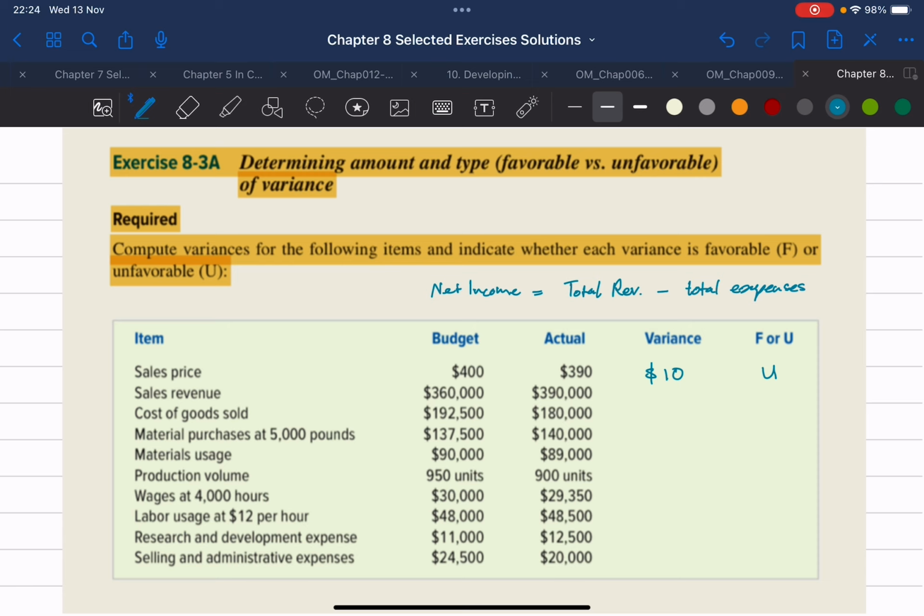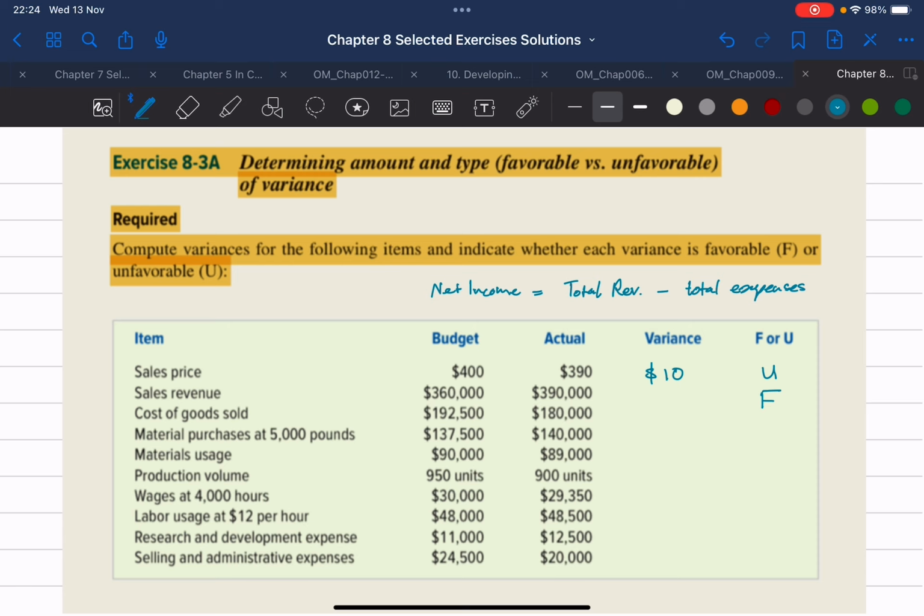Okay. Next, sales revenue. Again, that pours into that total revenue bucket that we talked about earlier. The budget was 360,000 and the actual was 390,000. So the actual is greater than the budget. Because this is the revenue, of course, having higher revenue than the company had initially planned is a good thing, is a positive thing. So that would be a favorable variance. So we say F. What's the magnitude? As you can see, the magnitude is a difference of 30,000.